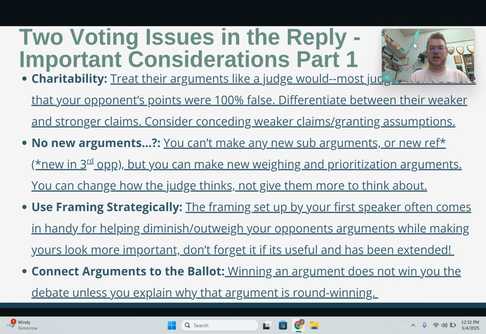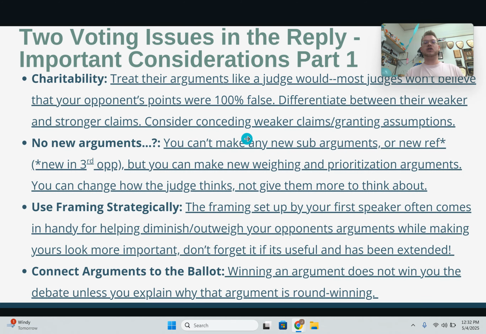There are 2 slides with this because there's a lot to think about. First up is charitability. You need to treat their arguments like a judge would. Most judges won't believe that your opponent's points are 100% false or 100% true. You need to differentiate between their weaker and their stronger claims. You need to consider conceding weaker arguments and granting them assumptions so that you can show that you're being a reasonable person like a judge would.